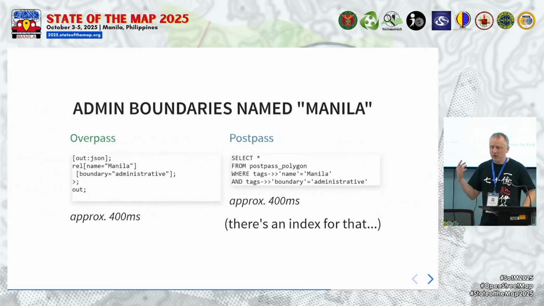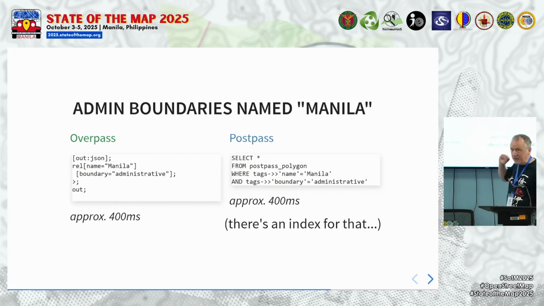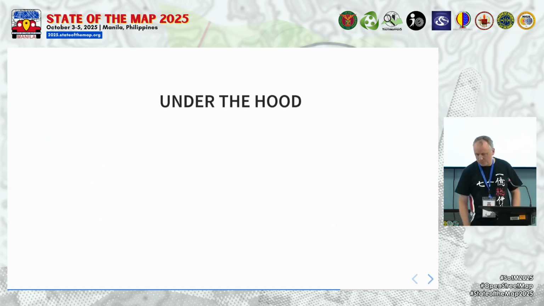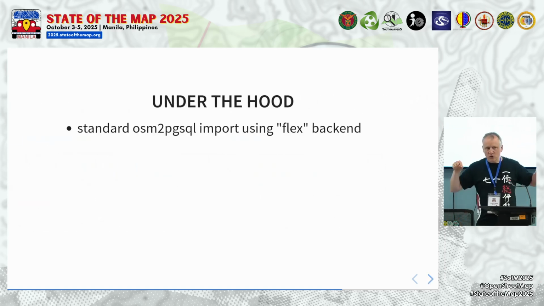But then again, querying admin boundaries named Manila, this is something where I have created a special index on the database. I can do that as the database admin for some things that I find important. I said, okay, because people will often be searching for boundaries named so-and-so, create an index, and then it's fast enough. Few things about how it works under the hood.